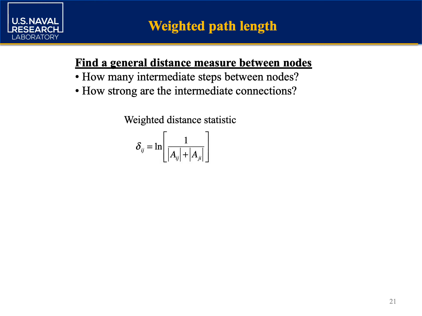So for two nodes, i and j, I'm going to come up with a weighted distance statistic, delta ij. It's going to be the reciprocal of the adjacency matrix elements connecting those two nodes. I'm taking absolute values because I just want the strength of the interaction. I'm taking the reciprocal because I want this distance to be smaller if the nodes are more strongly connected.